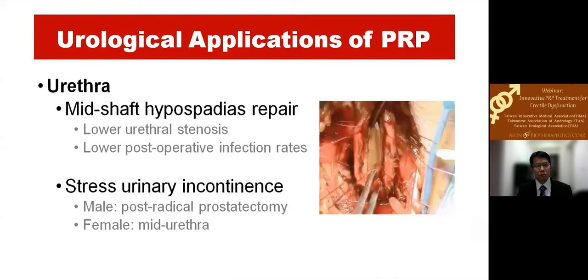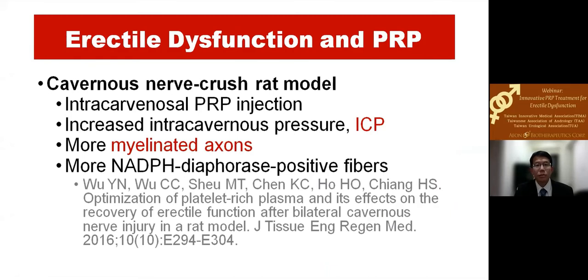And in the urethra, there's a study where they used PRP in mid-shaft hypospadias repair, and there was a lower urethral stenosis rate and lower postoperative infection rate. And PRP is also used to treat stress urinary incontinence. In male patients, it is injected at the area of the external sphincter, and in females, it is injected at the vaginal site near the mid-urethra. And there are several animal studies that discuss erectile dysfunction and PRP.